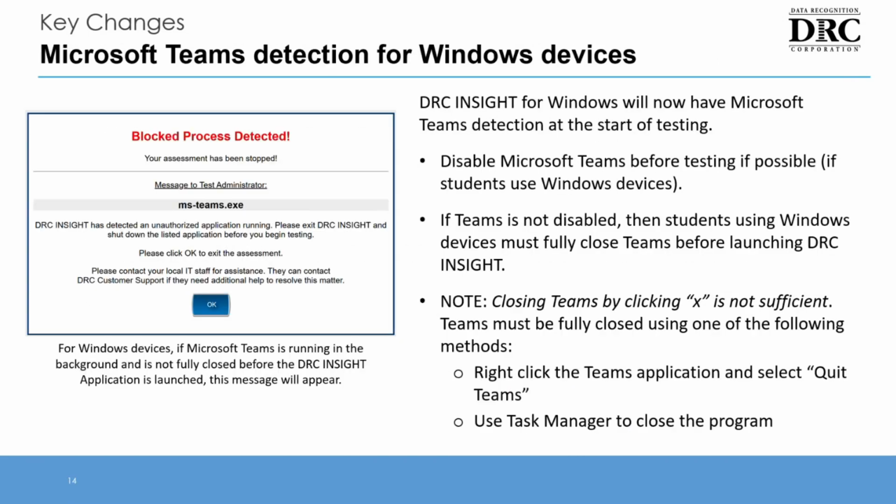New for this year, DRC Insight for Windows will now have a Microsoft Teams detection at the start of testing. So for Windows devices only, if Microsoft Teams is running in the background and is not fully closed before the DRC Insight application is launched, an error message will appear. To prevent this, Teams must be fully closed before launching the application.